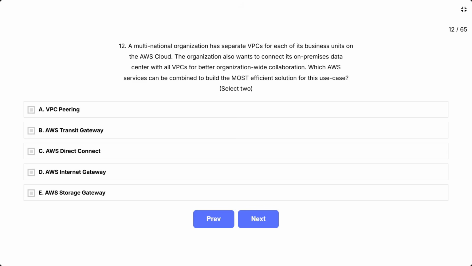Select 2. The options are A, VPC peering, B, AWS Transit Gateway, C, AWS Direct Connect, D, AWS Internet Gateway, E, AWS Storage Gateway.